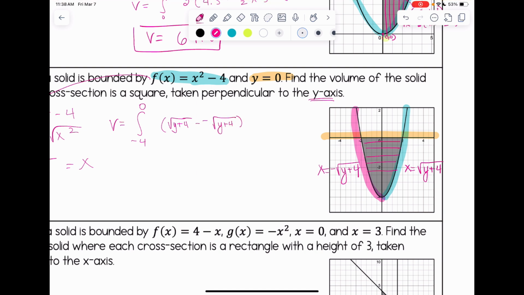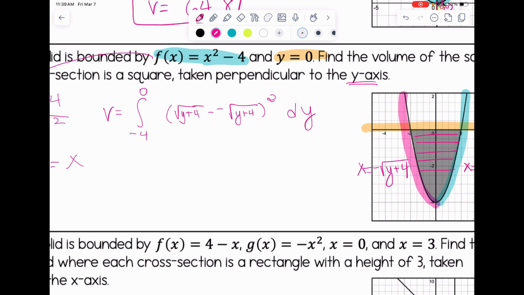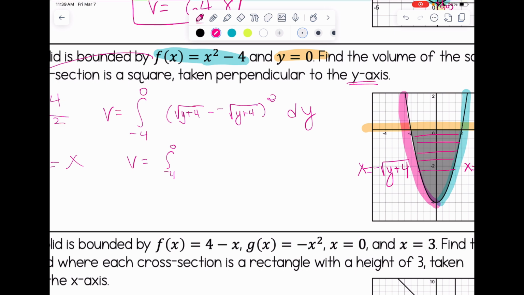Since the base and the height are the same in a square, I'm going to square this and put dy. So I'm going to clean this integral up a little bit. The volume is equal to the integral from negative 4 to 0 of, inside the parentheses, 2 times radical y plus 4, squared, dy. I can clean that up again. When I square what's in the parentheses and simplify, I'm going to get 4y plus 16 dy.